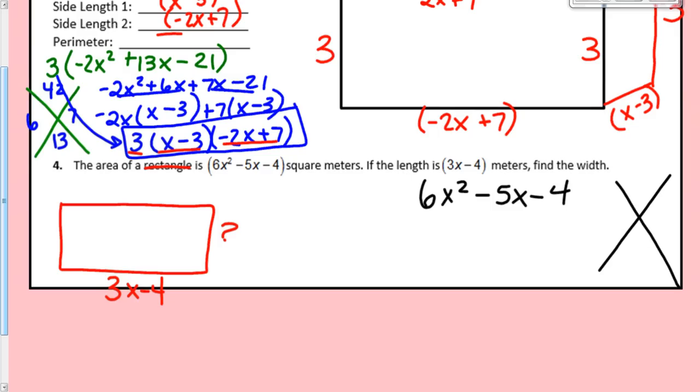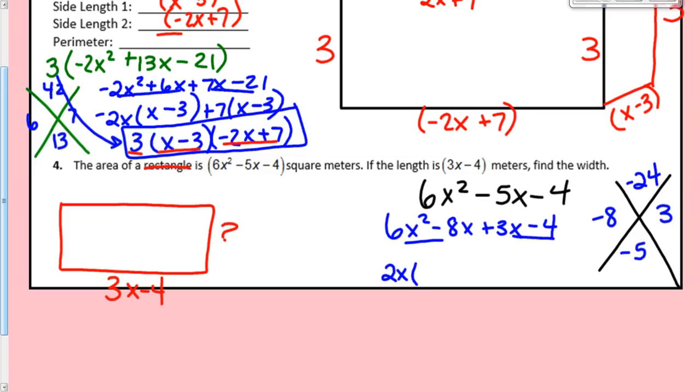Okay? So the top is going to be a times c, negative 24. Bottom will be b, negative 5. So I'm thinking 8 times 3 will work here, and I want the 8 to be negative this time. So I'm going to use that to split my middle term, and then I will group, okay? I'm going to take out 2x. Now, if you notice, I've taken out 2x and I have 3x minus 4, but I also have 3x minus 4 right here. But I've already committed to grouping, so I have to take something out. So I'm going to have to take out a 1 here.